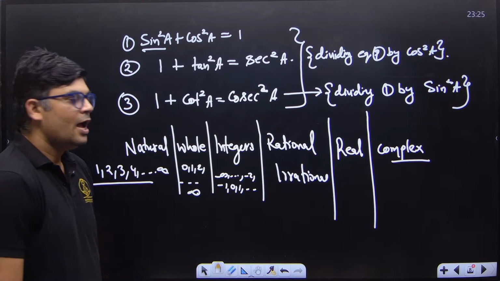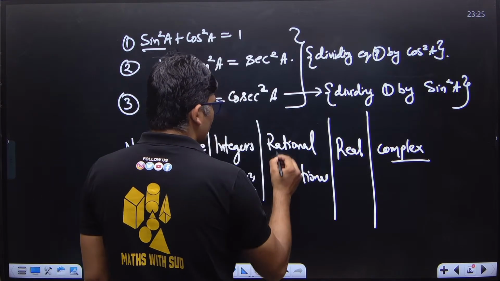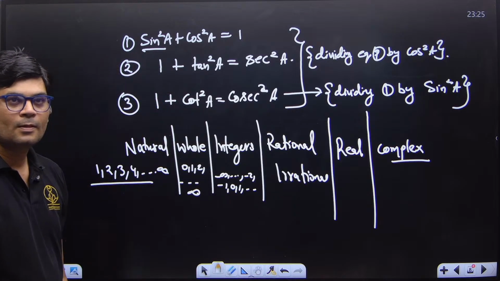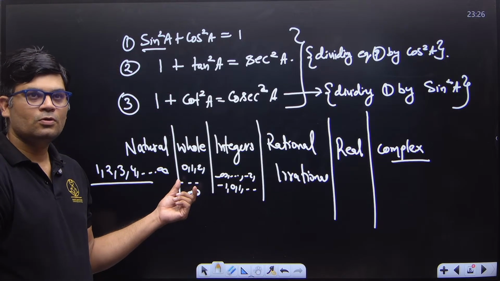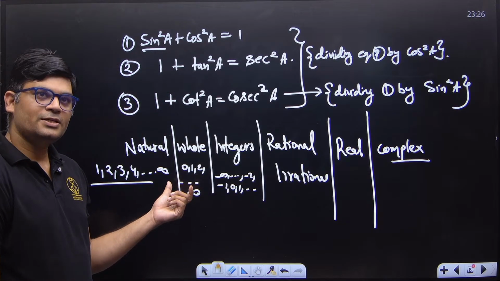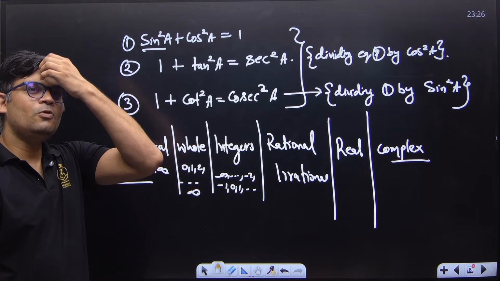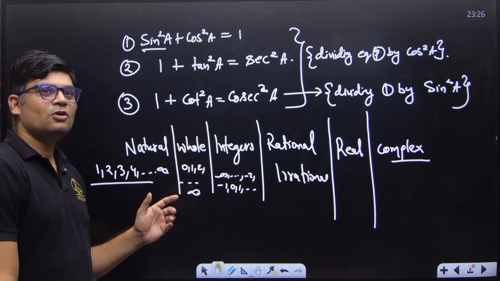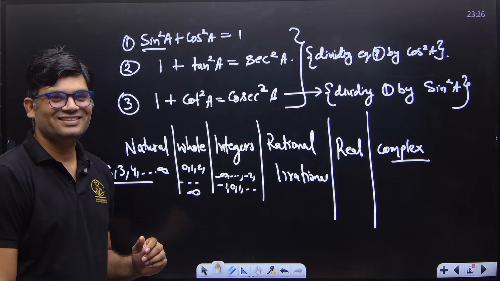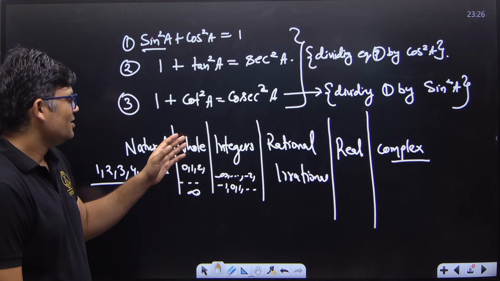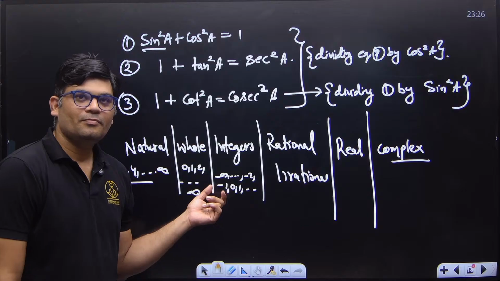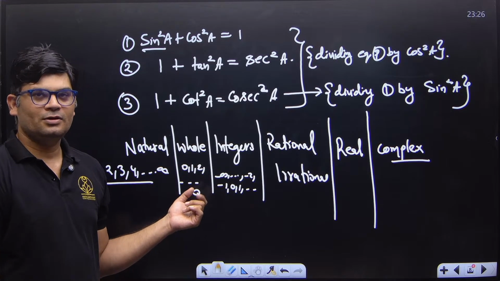Wait, so then what's the difference between natural and whole? Only 0. Okay. 0 might look small, but it is not that small either.